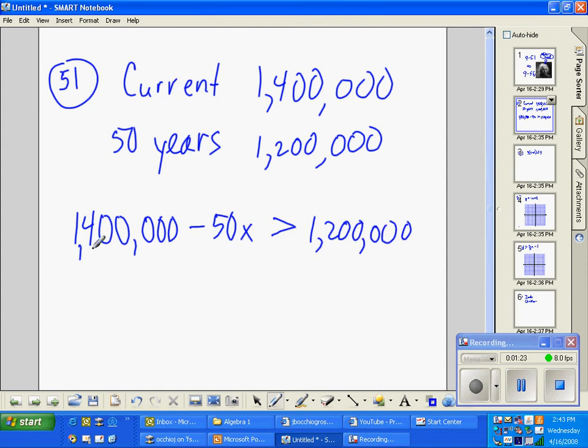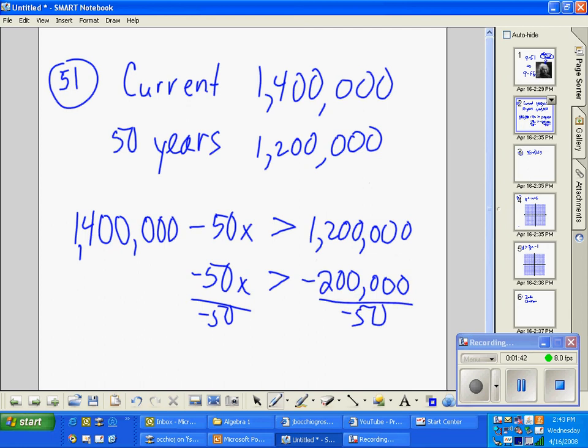Now, subtract 1,400,000 from both sides. I'm not writing that out, but when you subtract it, you get negative 200,000. Now divide by negative 50. We're trying to isolate x. So divide by negative 50. Notice that the symbol switches. It becomes less than. And that is 4,000.